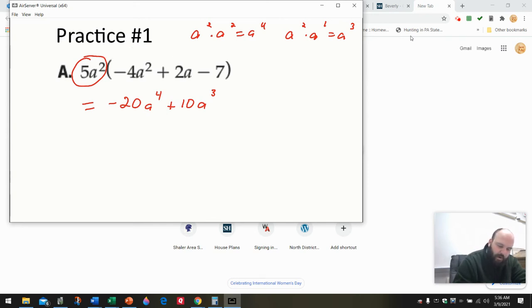The last distributive property we're going to do is this 5a squared times negative 7. So 5a squared times negative 7 is negative 35, and then the a squared doesn't have anything to multiply with, so it just kind of comes along for the ride there. And there's our final answer: negative 20a to the 4th, plus 10a to the 3rd, minus 35a squared.